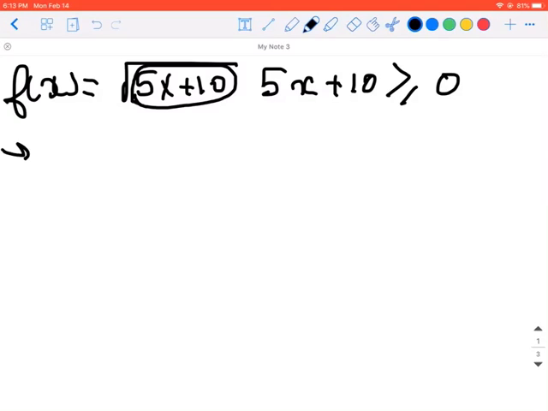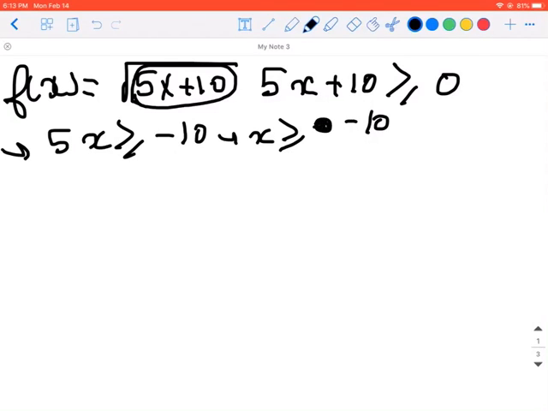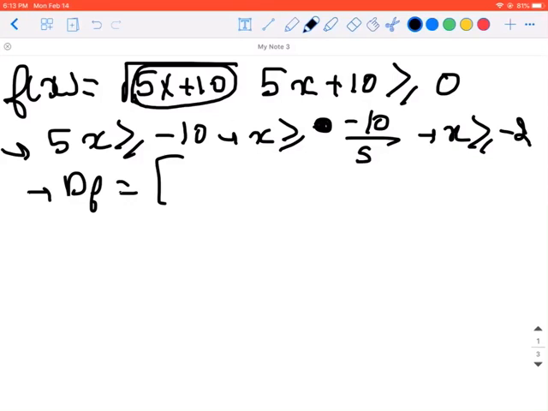Okay, so 5x should be greater than or equal to minus 10, so x should be greater than or equal to minus 10 over 5, so x should be greater than or equal to minus 2. So the domain of f is [minus 2, infinity). Now to determine the range, we start with the domain.